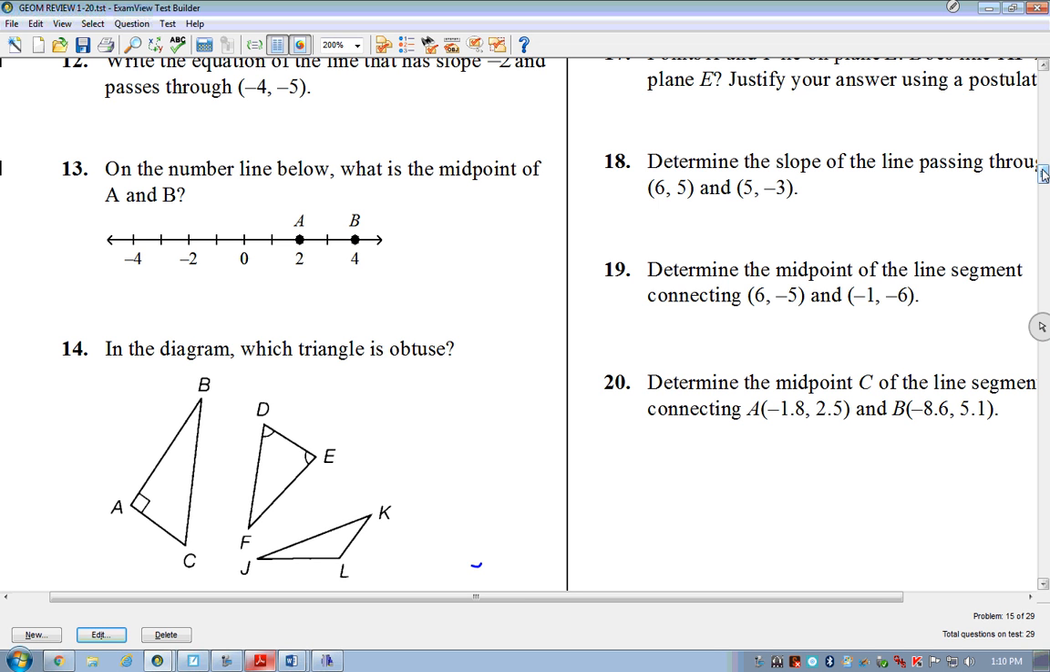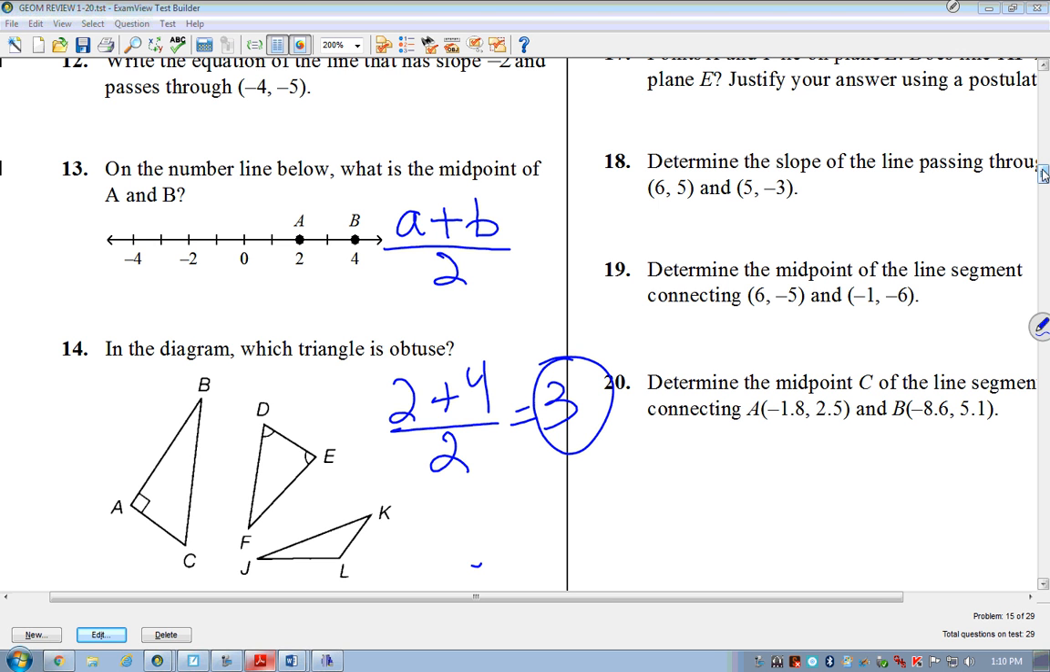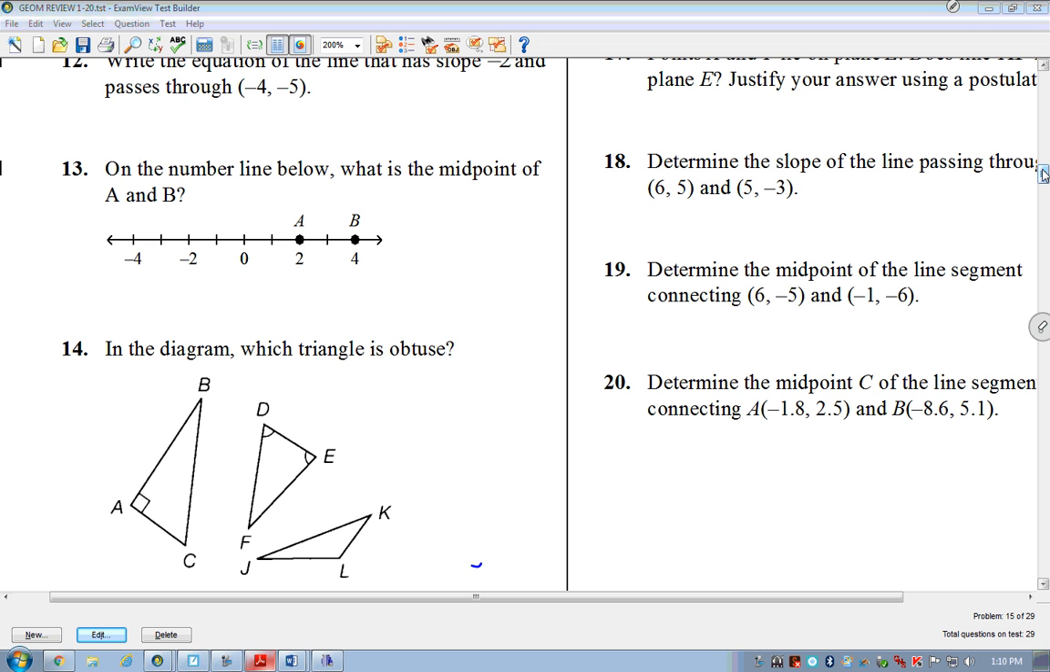Emily? A plus B. Okay, A plus B divided by 2. So you're getting 2 plus 4 divided by 2. So you've got 6 divided by 2 is 3. Does that make sense? And that should work even with negative numbers. So my first point plus my second point divided by 2. That's 13. Let's get over to number 20.